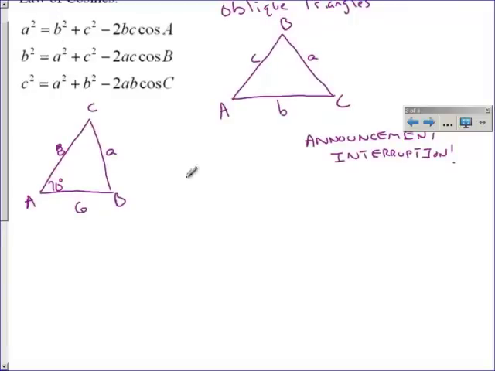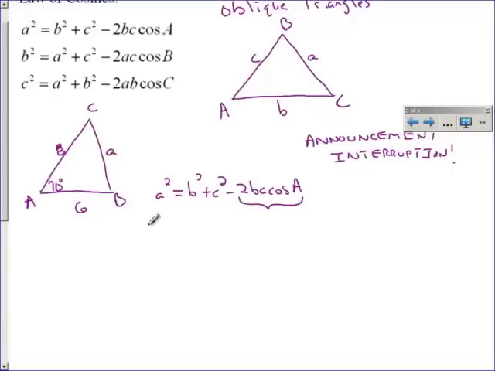And this formula says that side a squared is equal to side length b squared. Notice the side lengths are lowercase and the angles are uppercase. So I'm going to have a squared is equal to b squared plus c squared minus 2bc cosine of angle A. Please notice that all of this stuff is together. You can't subtract 2 from the c squared until you've done all of this.